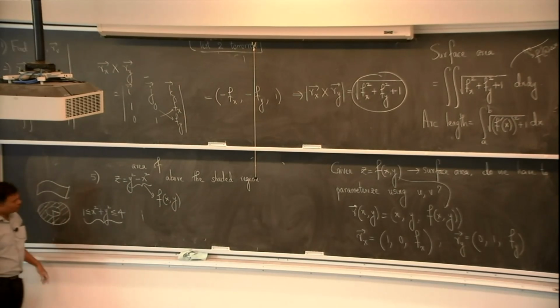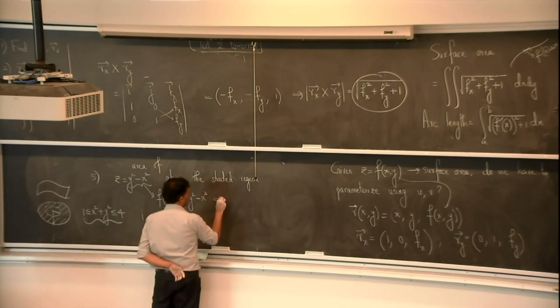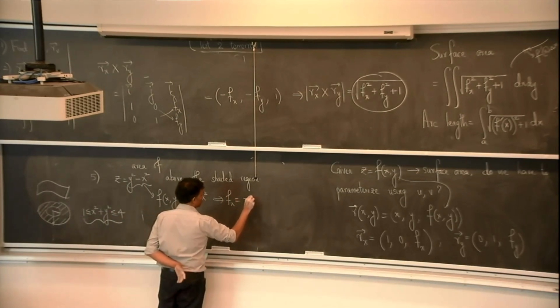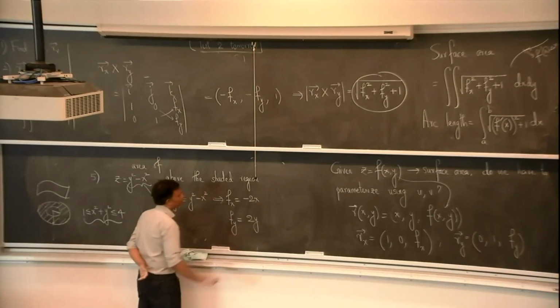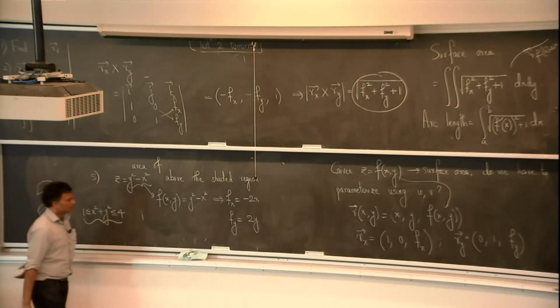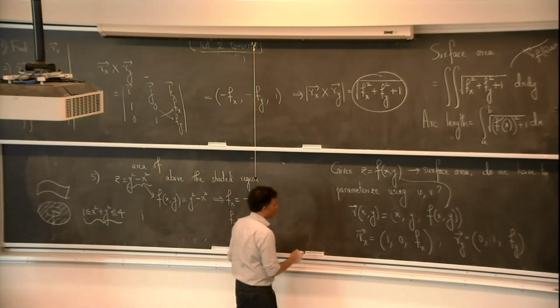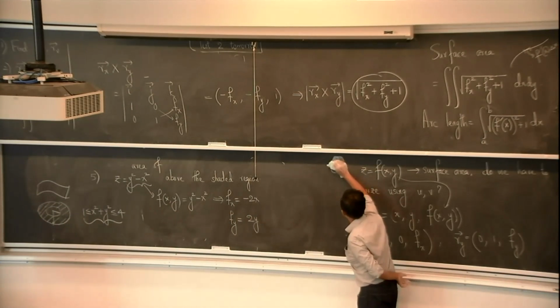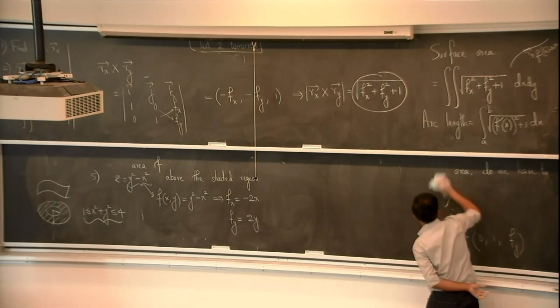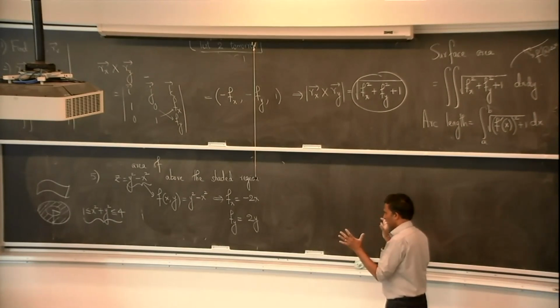F of xy is y square minus x square. Partial fx is negative 2x. Partial fy is 2y. Don't forget to square these things. So partial fx square would be 4x square. Partial fy square would be 4y square. So this is not a parametric representation at all. We are just doing it in the original xy coordinates.